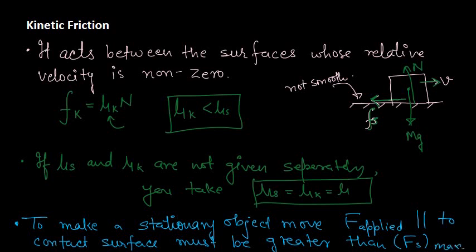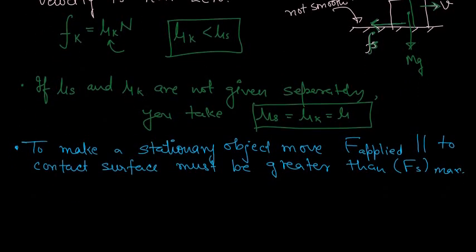Okay, so if you wish to make the block move, then you have to apply a force parallel to the contact surface that is greater than the maximum static force. So suppose there is a maximum static force of, let's say, 10 Newton, then you have to apply a force more than 10 Newton parallel to the surface, so that the block should move. Okay, so let's do an example on this concept.